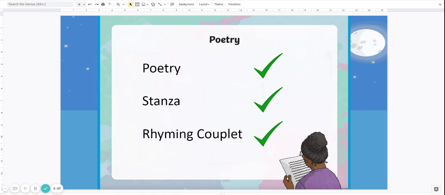Yesterday, we learned about what is poetry, what's a stanza, and what is a rhyming couplet. And you did some work on finding rhyming words to complete rhyming couplets. Today, we're going to learn about similes. We're going to learn what is a simile, how to recognize a simile in poetry, and how to use similes in our poetry. But first, let's do a little recap just to make sure everyone fully understands what we've covered so far.